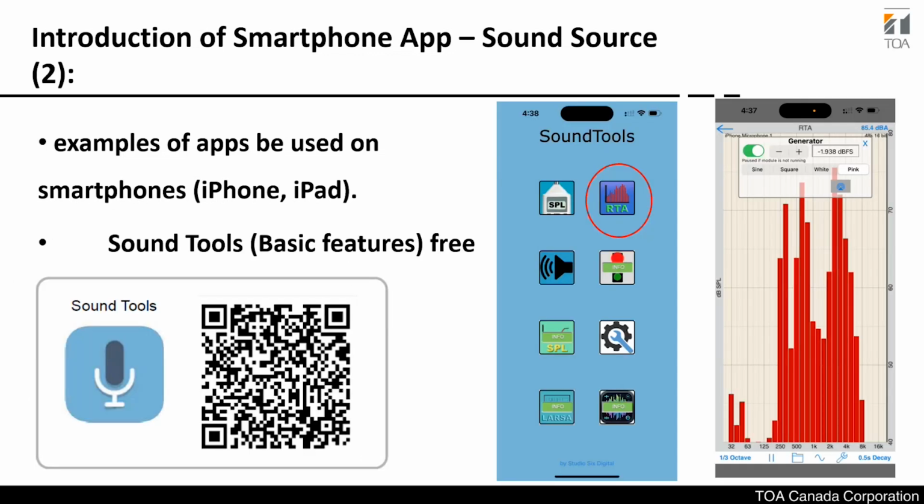Another app we recommend is called Sound Tools. It comes with an SPL meter. It can also be used to check the polarity of the speaker system, and you can use it as a generator to generate the desired audio measuring frequency or sound.